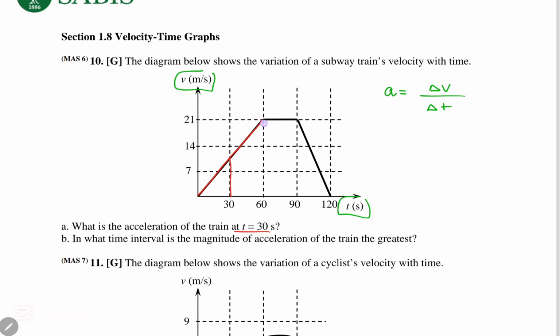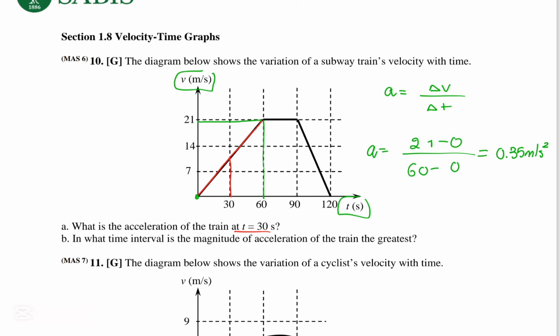So let's find the slope here. For example, you can choose 60 and 21 and 0, 0. So then acceleration would be what? It would be 21 minus 0 over 60 minus 0. So you will get approximately 0.35 meters per second squared. So that is the acceleration. Actually, not approximately, you will actually get the exact answer to be 0.35 meters per second squared.